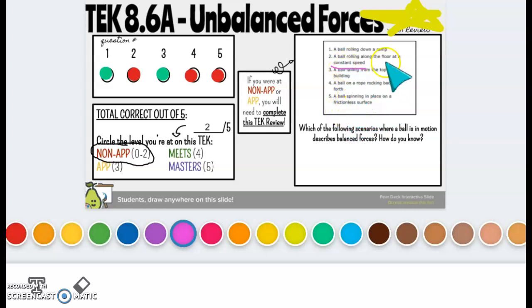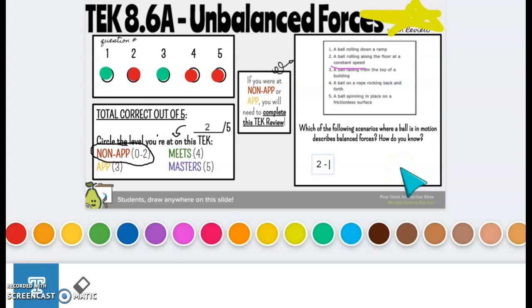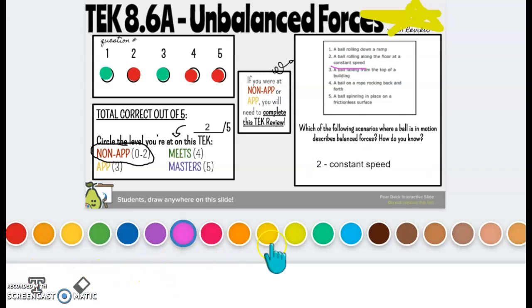So the only one that talked about a constant speed would be number 2. And how we know is it says constant speed. Every other choice shows a change in speed, which would make those unbalanced forces. And again, for this one, it was asking for balanced.